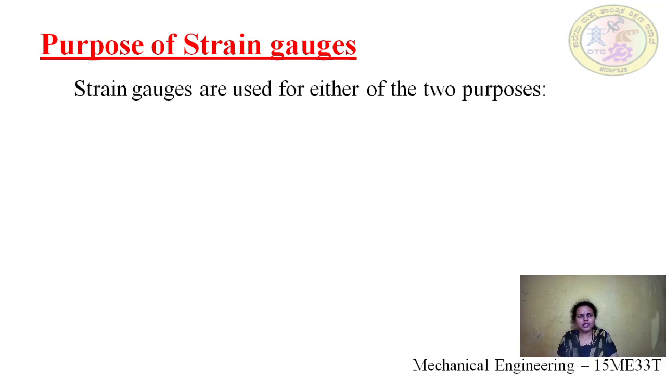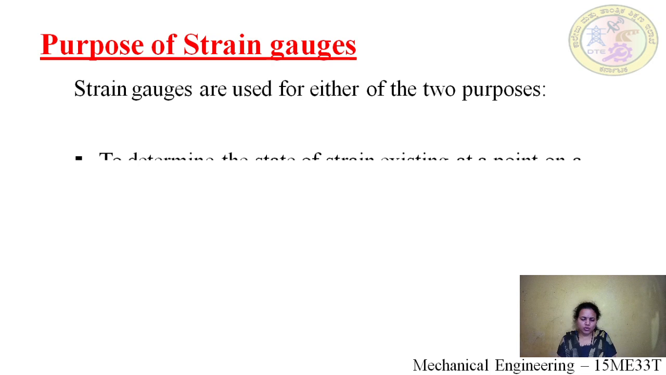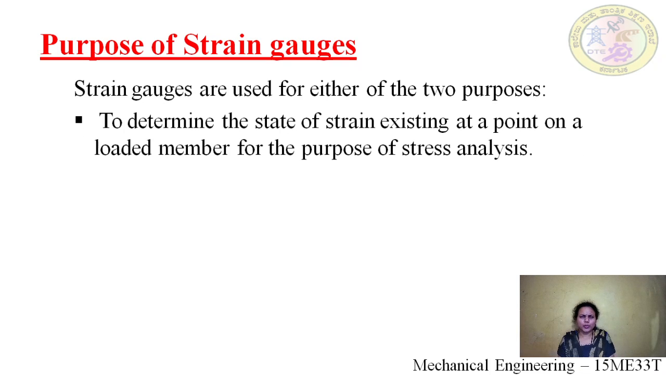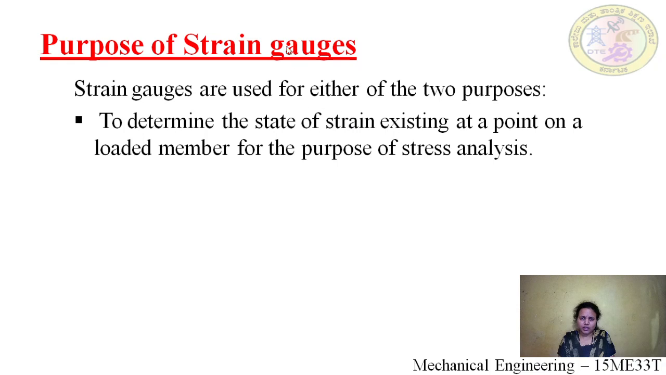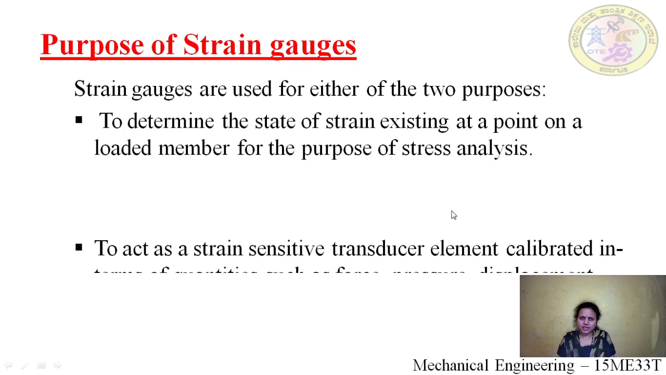So next we shall see the purpose of strain gauges. There are two purposes. Number one, to determine the state of strain existing at a point on a loaded member for the purpose of stress analysis. That means we are measuring strain in order to measure the stress at a point. So if you get the strain, we can measure the stress at that point, right? So, determine the state of strain at a point on a loaded member for the purpose of stress analysis.